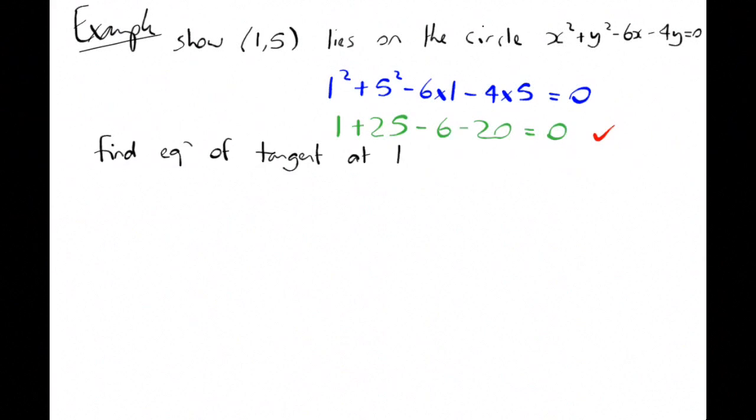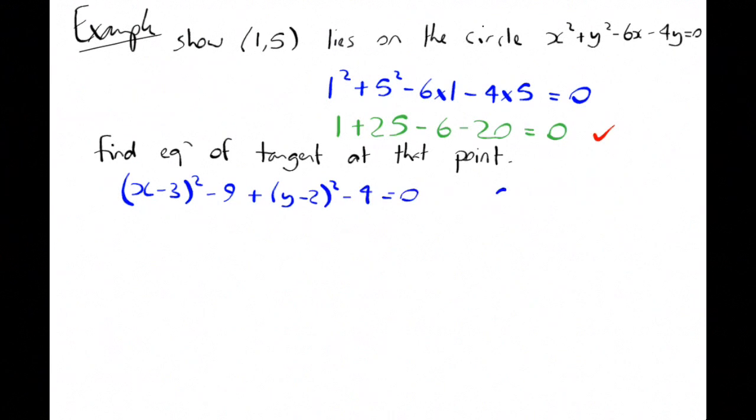Find the equation of the tangent at that point. What we need to do is locate the centre. We can locate the centre just by putting it in its standard circle form. We'll do that by doing (x minus 3) all squared minus 9 plus (y minus 2) all squared minus 4 equals 0. Shifting the constants to the other side you get 13, but more importantly we can read the centre as (3, 2). Little sketch here. We've got our coordinate as (1, 5). We can't work out the tangent straight away.